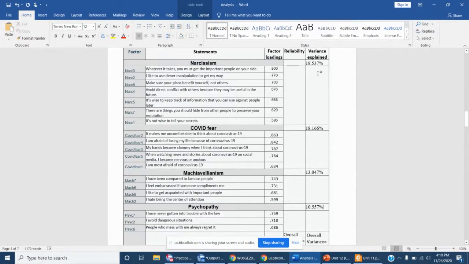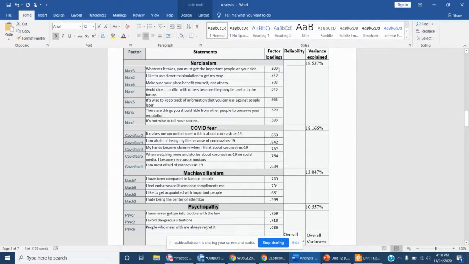It is explaining 18.5% variation. The second most important variable is COVID fear. It is again explaining around 18% variation, and subsequently Machiavellianism and psychopathy fall in terms of their importance in our data. So it is also very important that you outline the variance explained by each factor. This is a very, very important part of your factor analysis table.